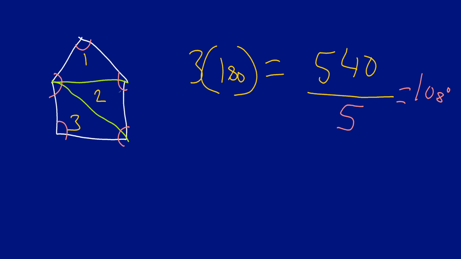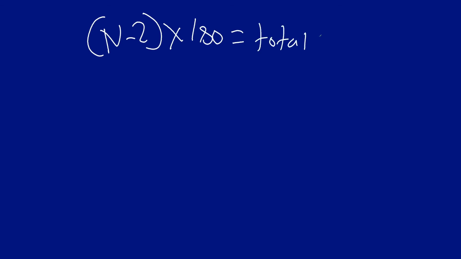Now, we've talked about the interior angles and how to find those. You take the total number of degrees and divide it by the total number of angles. We've also learned how to figure out how many degrees are inside the actual polygon, with this very simple formula: you determine how many triangles there are. But there's a more formulaic way to do this, and that is n minus 2 times 180, which will give you the total degrees. That's how this works.